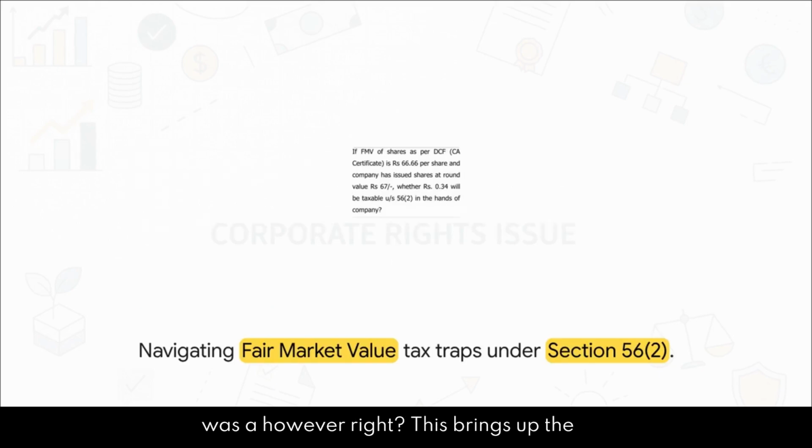However, you knew there was a however, right? This brings up the absolutely dreaded deemed gift tax under Section 56(2)(x) of the Income Tax Act. Now, this specific section terrifies corporate professionals, and for good reason, because if you receive shares for less than their fair market value, the income tax department can swoop in and tax that difference as income from other sources. So the big fear is, does this tax trap suddenly snap shut on your shareholders during a discounted rights issue?